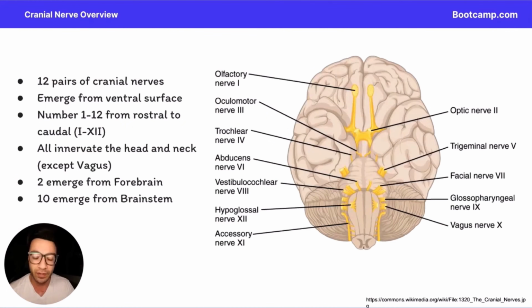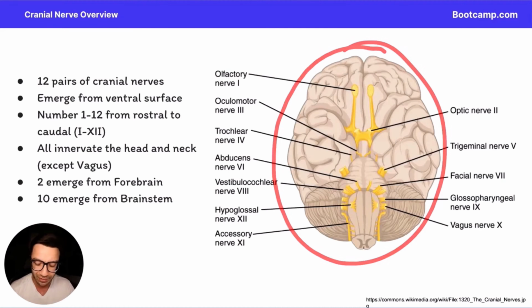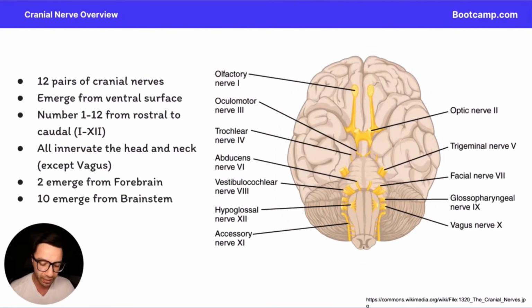We have 12 of them, and they're going to be emerging off of the ventral surface, or this inferior surface of the brain. And they're labeled 1 through 12 in Roman numerals based on their positioning. So here would be the rostral end, here would be the caudal. So rostrally, we're going to have 1, and then we're going to move down, and at the caudalmost aspect, we're going to have 12 right here.